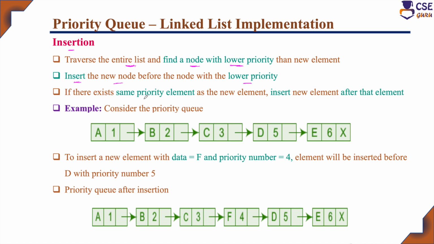Suppose two elements have the same priority, then you need to insert the new element after the same priority element. So you need to follow these two rules before performing insertion in the linked list implementation of a priority queue. First, find the lower priority element compared to the node we are going to insert. Then insert the node after it. If any node in the linked list has the same priority, the new node will be inserted after the same priority element. For example, consider the priority queue. This is the priority queue.